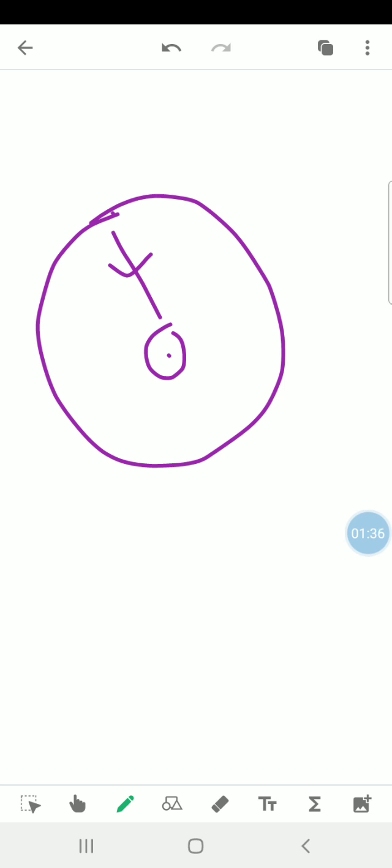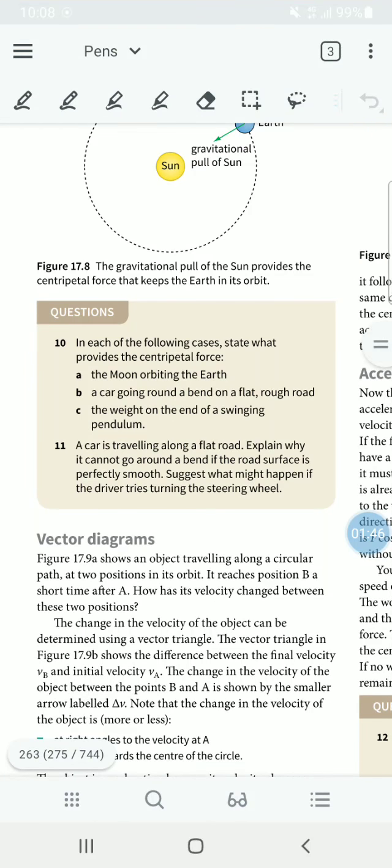If we draw it, this is the earth, and then there would be the moon. For it to move in a circle, there should be a pull. This pull is the gravitational pull of the earth on the object. Then, a car going around a bend on a flat, rough road.